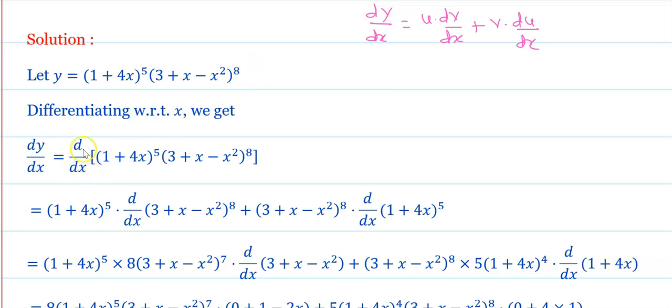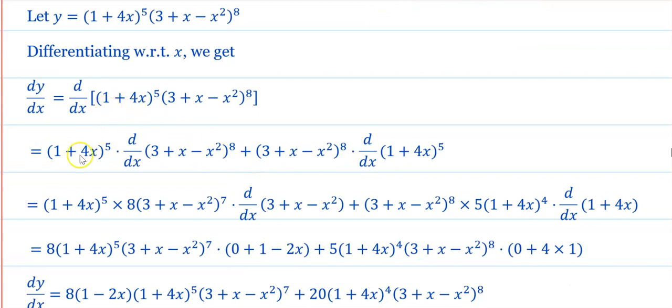Therefore, dy by dx is equal to d/dx of (1 plus 4x) raised to 5 times (3 plus x minus x squared) raised to 8. Again, apply the product rule. The first is as it is, (1 plus 4x) raised to 5, into d/dx of (3 plus x minus x squared) raised to 8, plus (3 plus x minus x squared) raised to 8 into d/dx of (1 plus 4x) raised to 5.